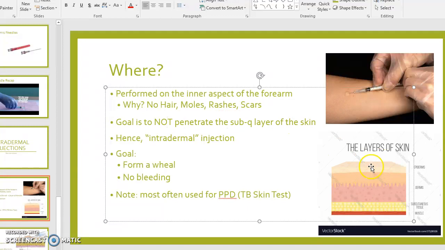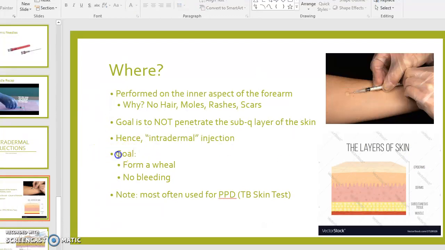So there's a little reminder of our skin layers. We have our epidermis, our dermis, and our subcutaneous layer down here. So we want this to go right in there between the layers of the epidermis and the dermis. That's hard because this is really thin. So how do we do this? Or what's our goal here?